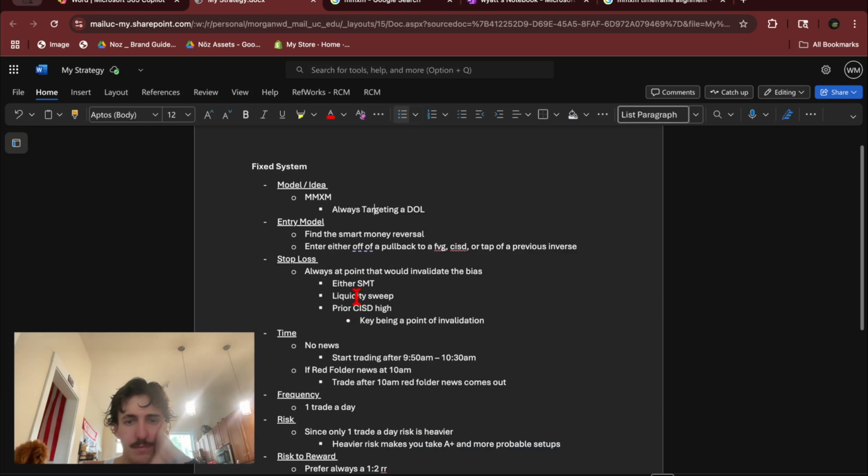What else? Same thing. It all applies to the liquidity sweep. Kind of just have your stop in the area of rejection to go the opposite way.